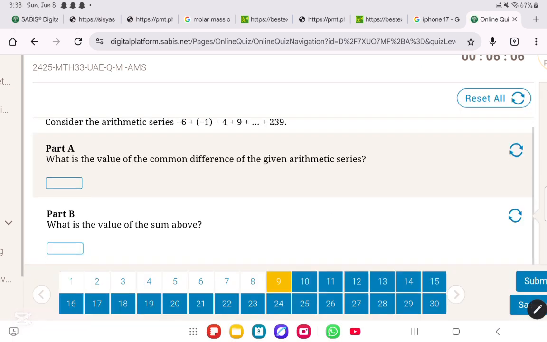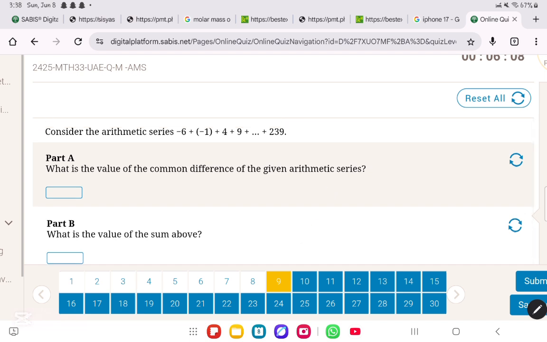We'll move on to question number 9. What is the value of the common difference of the given arithmetic series? So how do we find the common difference knowing it's an arithmetic series or an arithmetic progression? What we need to do is take any two terms.